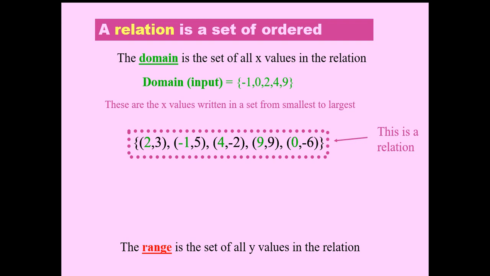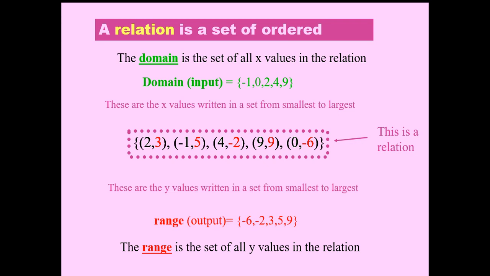Now, what do we call range? The range is the set of all y values in the relation. So what will be representing the range? The output. So my input is x, my output is y. Also, we're gonna put the range in order: -6, -2, 3, 5, 9. So as a conclusion, a relation is a set of points that represent x and y. We call all the values of x the domain, the input, and y are called the range, the output. But the technical words are domain and range, not input and output.